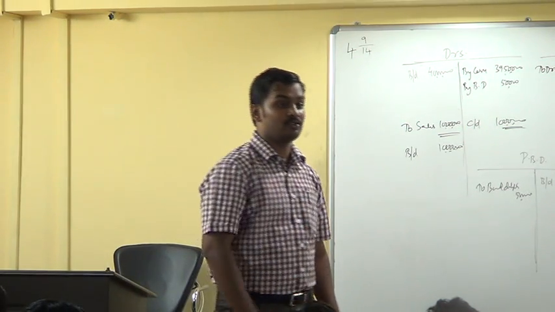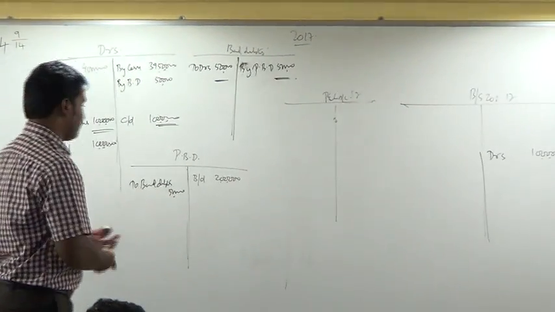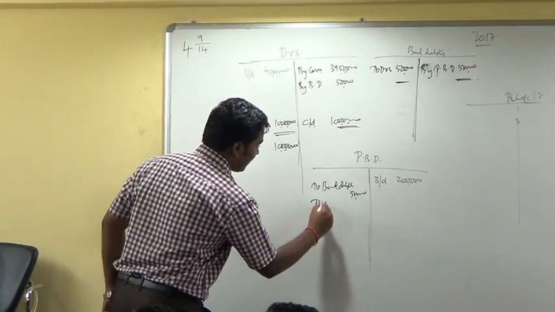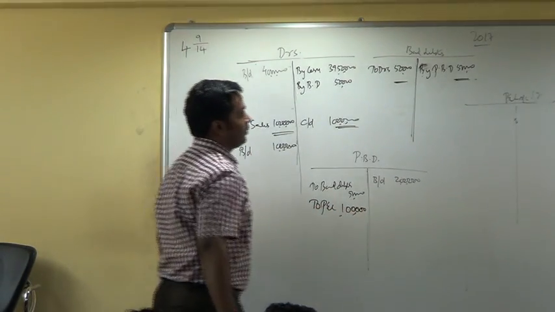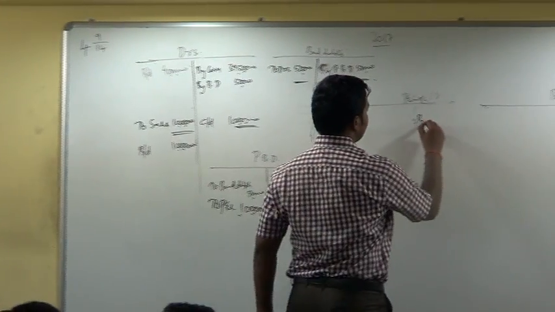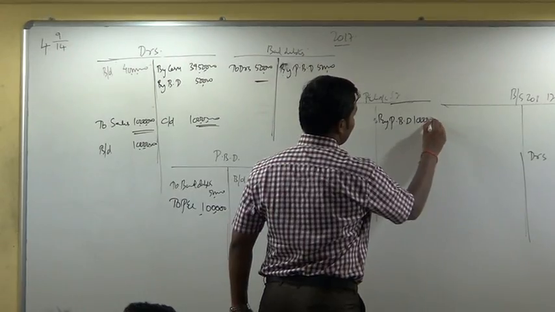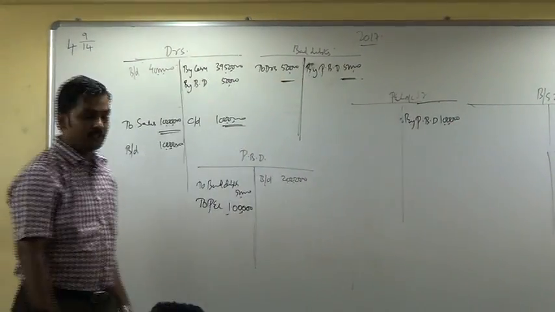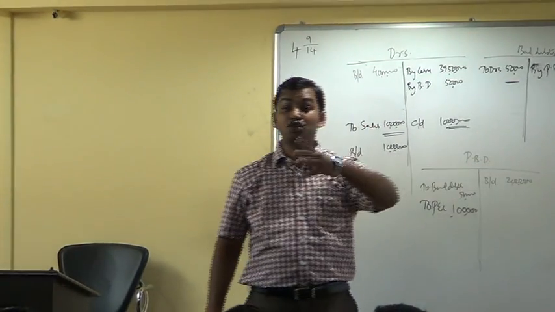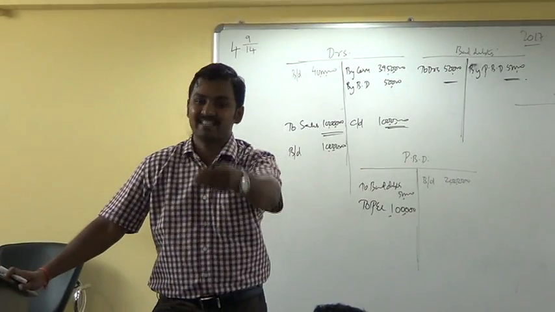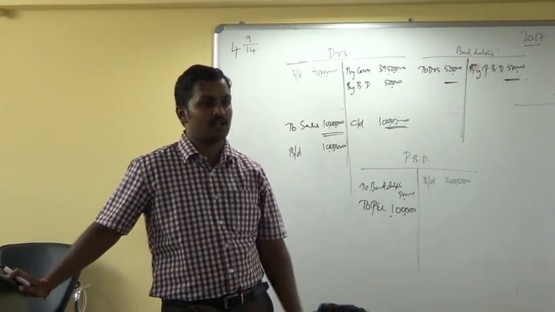What is the entry you will pass now? Provision for bad debts account debited to P&L account. So provision for bad debts account will be debited, P&L account will be credited. How much? 1 lakh. There was no shortfall, there was an excess. Hence the excess amount of provision has been transferred to the profit and loss account.